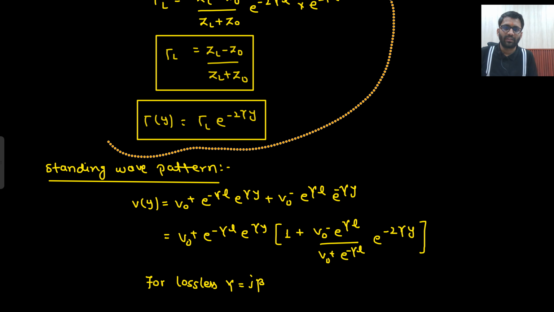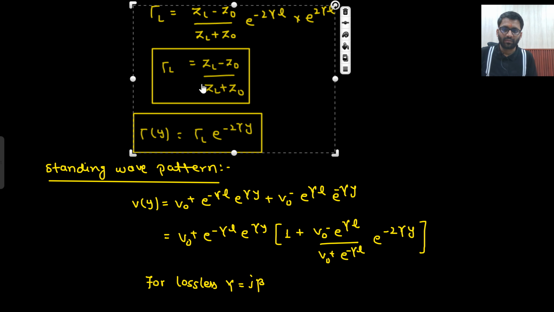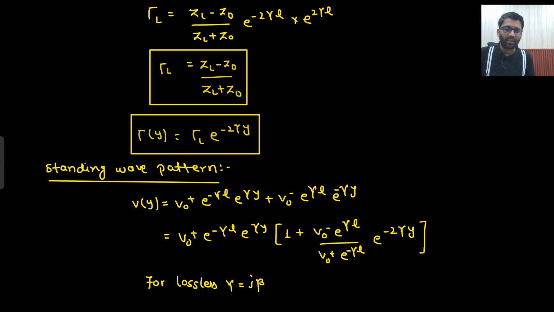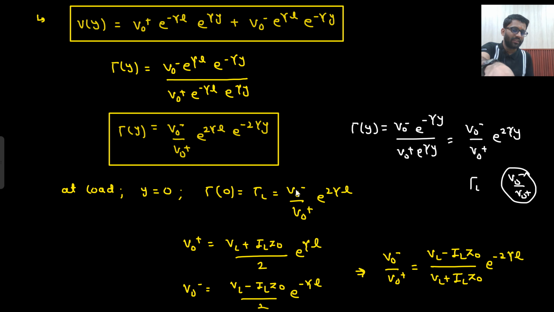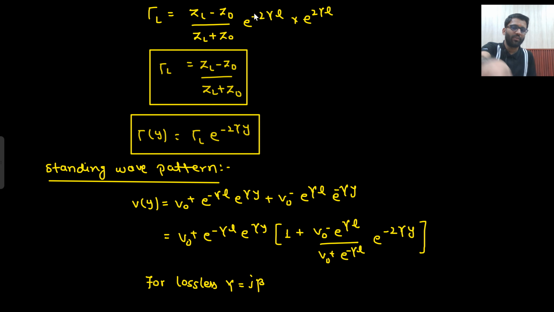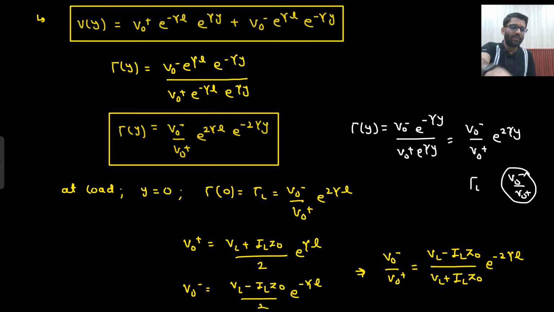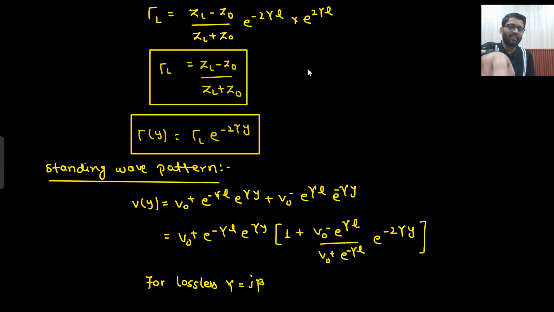This line you cannot see. This I will take down. So what I am putting in gamma L is this ratio V0 minus divided by V0 plus, that is VL minus IL Z0 upon VL plus IL Z0, times e to the power minus 2 gamma L into e to the power plus 2 gamma L. So this and this will become 1. So gamma L is ZL minus Z0 upon ZL plus Z0.